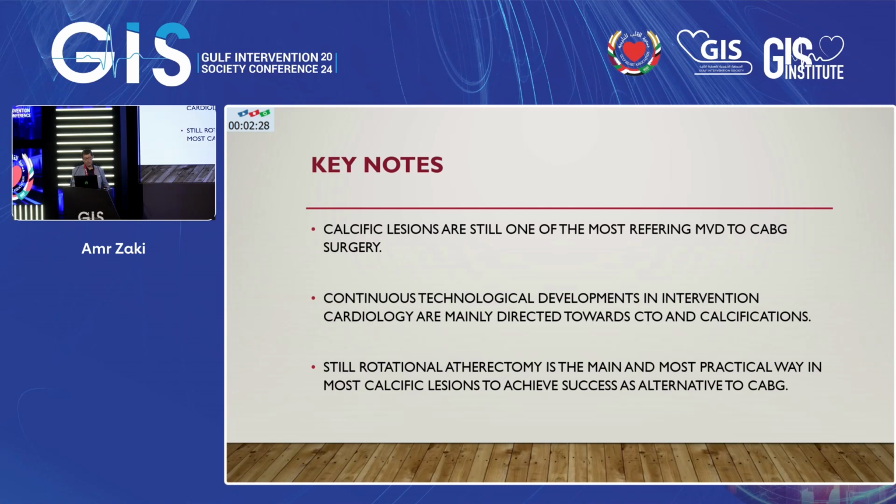So the keynotes from these: calcified lesions are still one of the most common reasons doctors refer patients to CABG surgery. We all know that continuous technological developments in interventional cardiology are mainly directed towards calcified lesions and CTO lesions, which is good because we still need more invention in this field. Still, rotational atherectomy is the main and most practical way in most calcified lesions in daily practice to achieve success as an alternative to CABG.